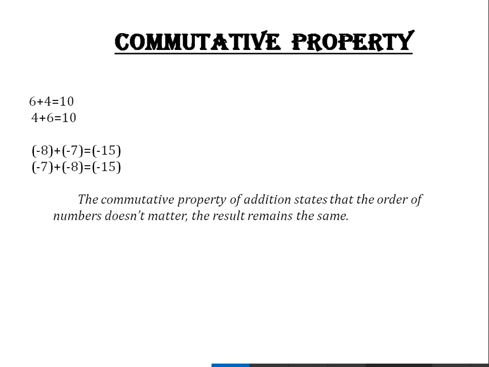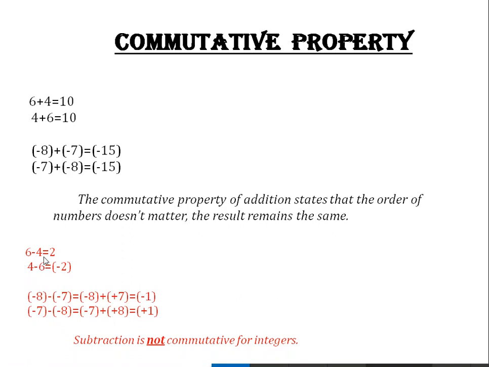Let us see what happens to subtraction. 6 minus 4 is equal to 2. 4 minus 6 is equal to negative 2. From here itself you can see that the answers differ from each other. Here also negative 8 minus negative 7 is equal to minus 1. Negative 7 minus negative 8 is equal to positive 1. So subtraction is not commutative for integers.